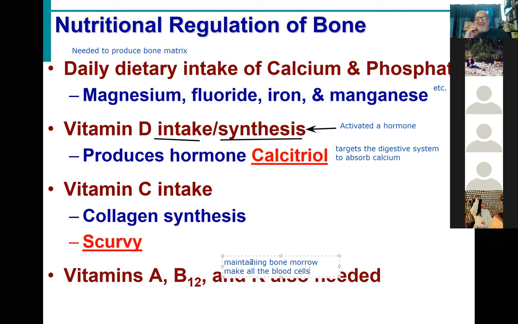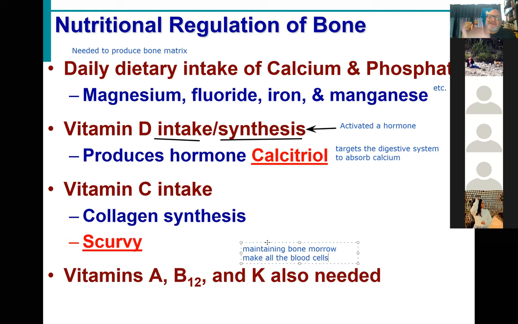And obviously, making blood cells is one of the important functions of our skeletal system. So if we're going to maintain a healthy body, we need to maintain not just a healthy matrix to the bone, but also a healthy marrow to the bone as well. So as you can see, it's not just about calcium. It really is about getting all of the nutrients that are necessary to maintain them.